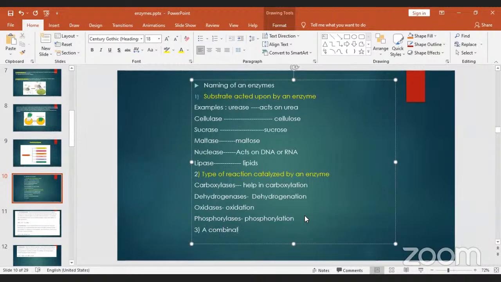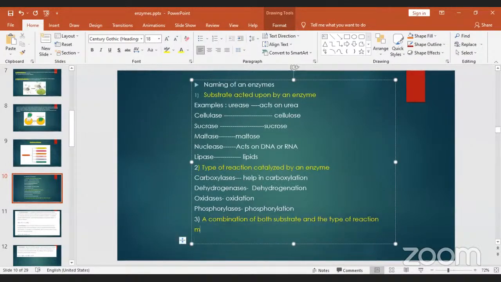A combination of both substrate and the type of reaction. You see, in the first case only substrate. Now the second case only type of reaction. As in the third case, combination. It means substrate and type of the reaction. These both are involved in the third case. First one, for example, malate dehydrogenase.